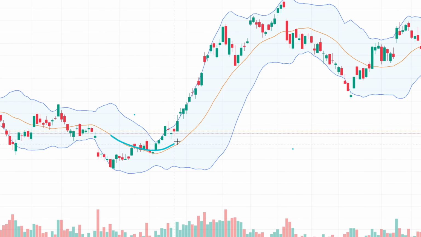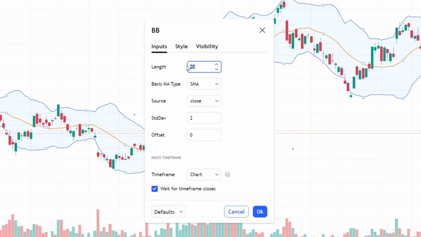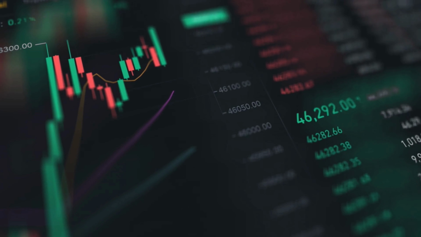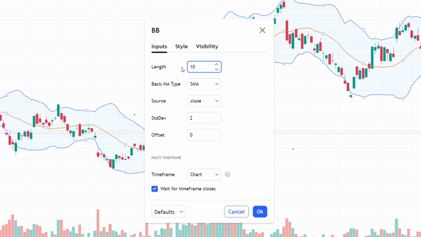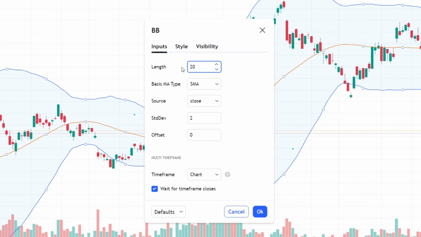As you guys can see, the orange line here in the middle is actually a moving average, and the standard setting here is 20. But let's say that you are more of a short-term trader, then perhaps you want to use a moving average of 10. Or if you are more of a long-term trader, you may want to use a moving average of 50. But let's change it back to 20 right here.